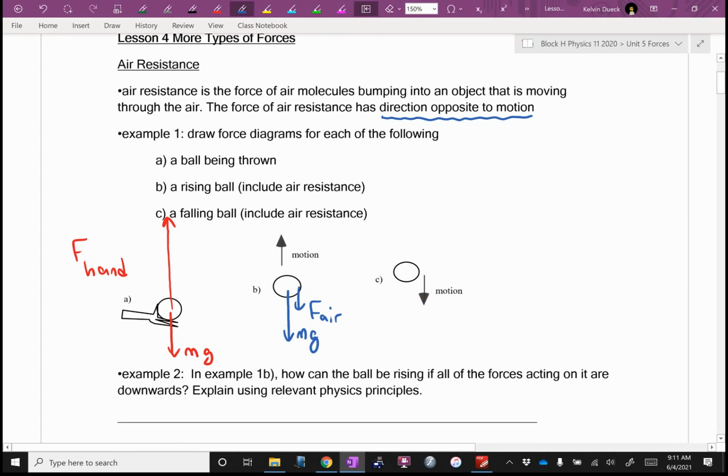C. On the way down, what are the forces acting on it? Get the obvious one. Which way? What else? Does it want me to include air resistance? Okay, which way will air resistance be this time? Bigger, smaller, or the same size as mg, and how do I know? What if it was bigger? I disagree. The ball wouldn't be going up.